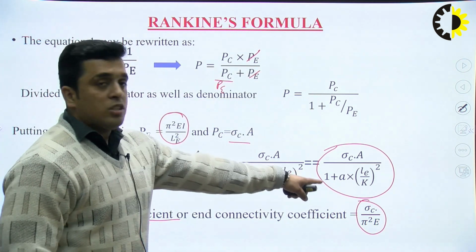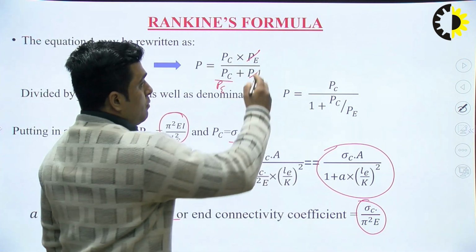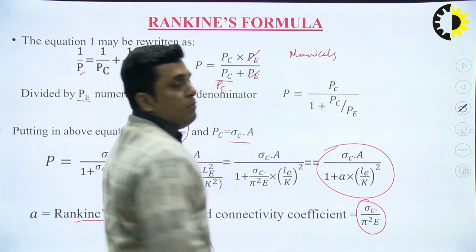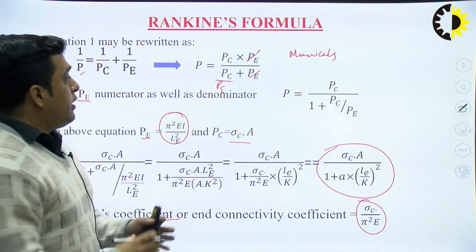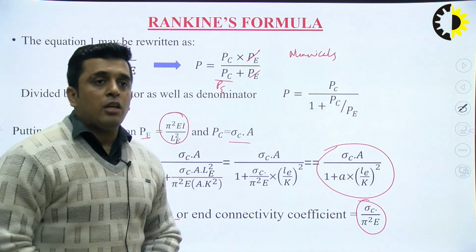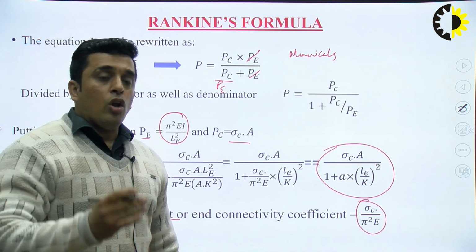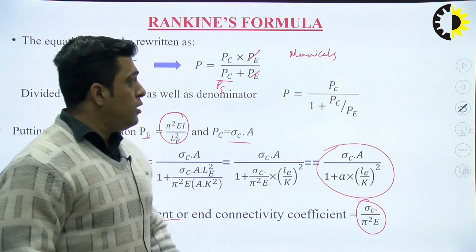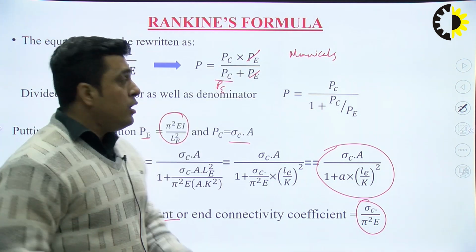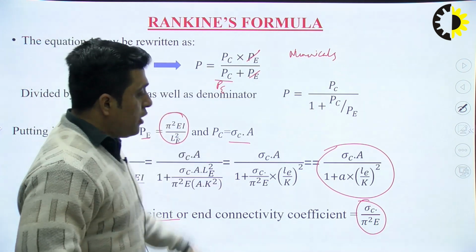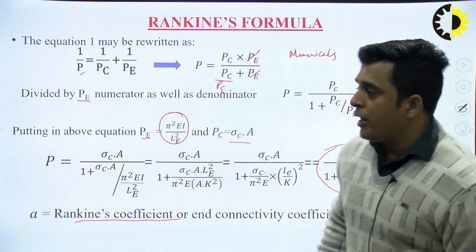In this concept, numericals used to come maximum times in the end semester exam. What have I done here? I have done nothing; I have only written the equation. Why have I taken the crushing load? Because the column may fail due to crushing also. It is not failing only due to Euler's load. So P is equal to PC. Now on solving this equation, dividing the numerator and denominator by PE, you get this term.